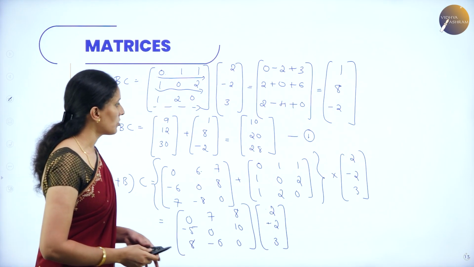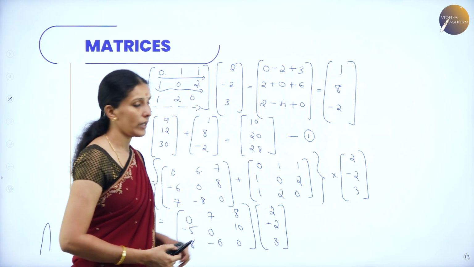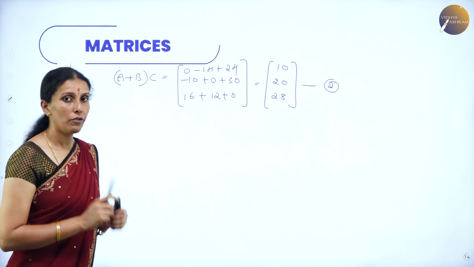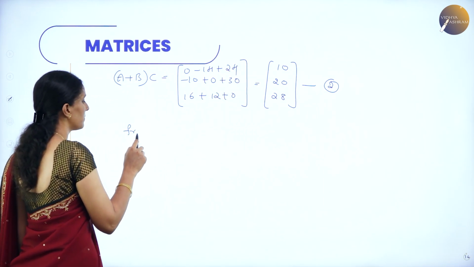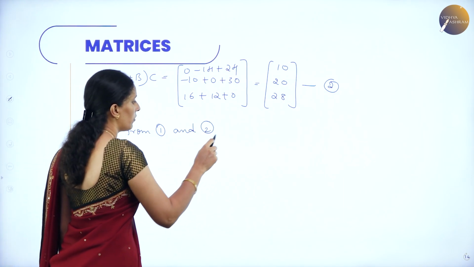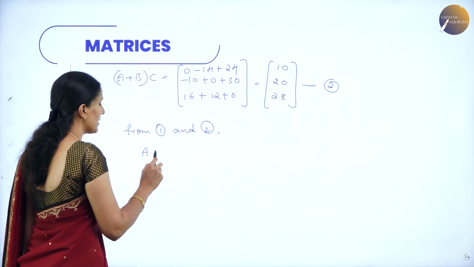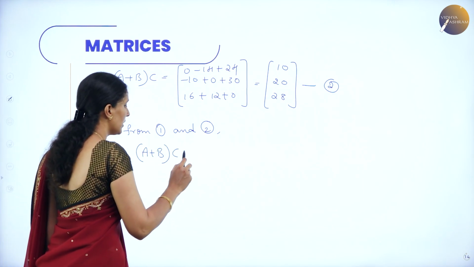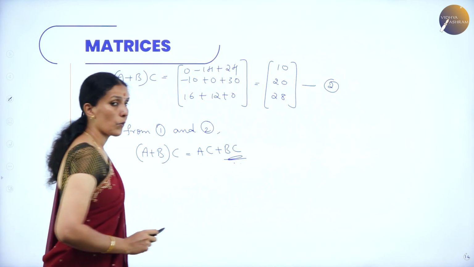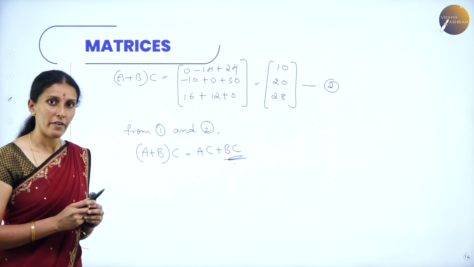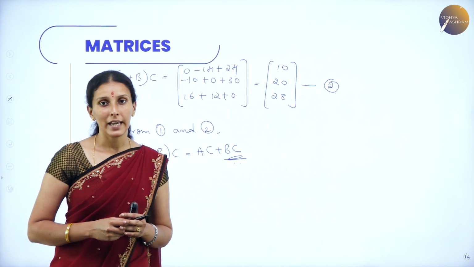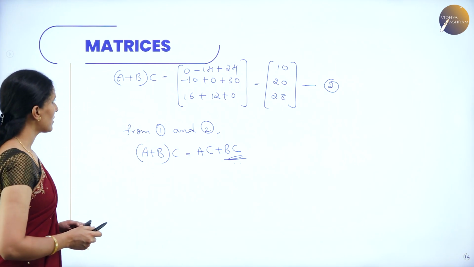So observe equation 1, it is 10, 20, 28. Observe equation 2, it is 10, 20, 28. So therefore what we can conclude from 1 and 2. From 1 and 2, (A plus B) into C is equal to AC plus BC. Hence, we have proved it. So this is a 5 marks question which is very important, asked many times in the examination. Let's look at the next question.